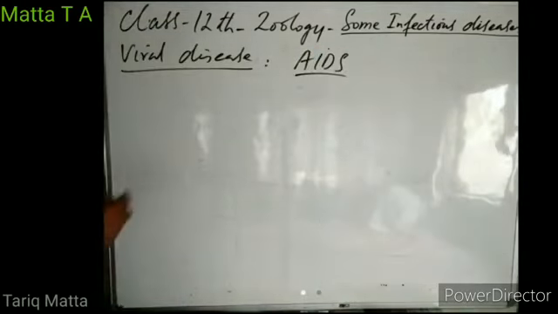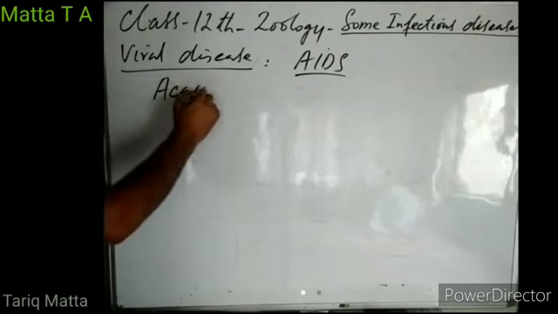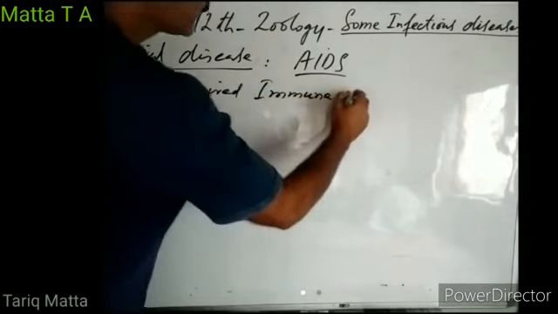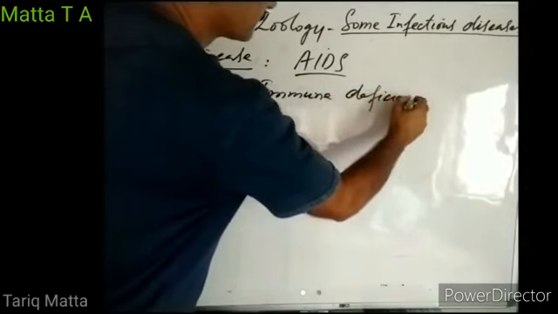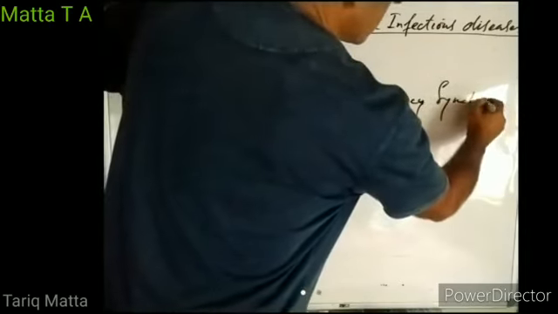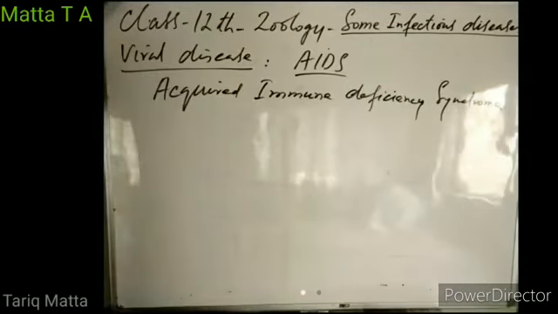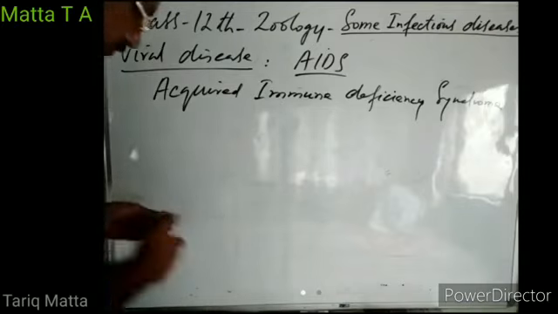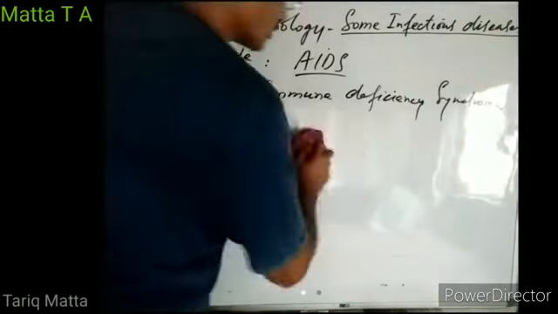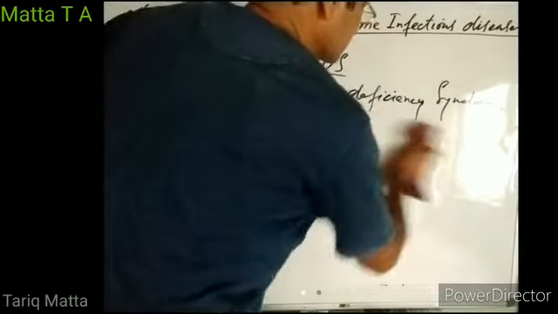What is the full form of AIDS? Acquired immune deficiency syndrome. So, AIDS itself is not a disease. It is a manifestation. It is a collection of different syndromes which are caused due to malfunctioning of the immune system. It is a syndrome, a group of symptoms of various different diseases, right?